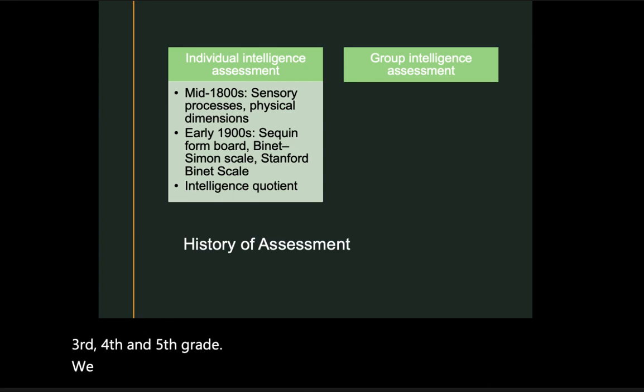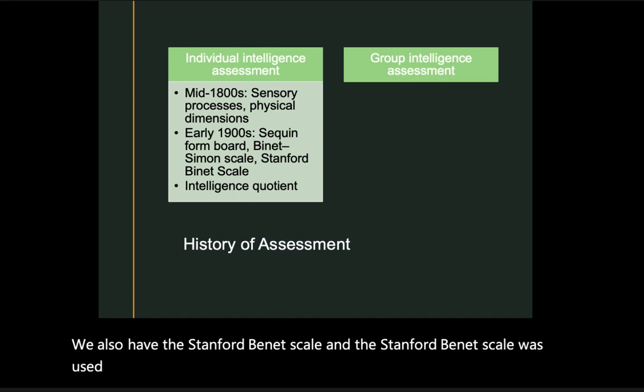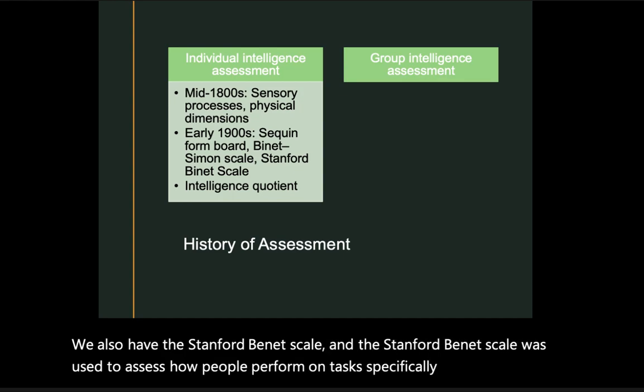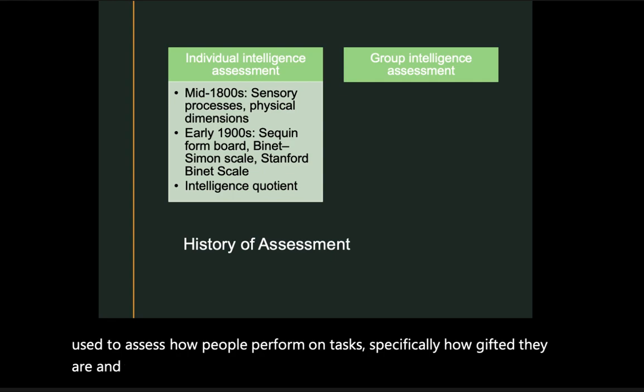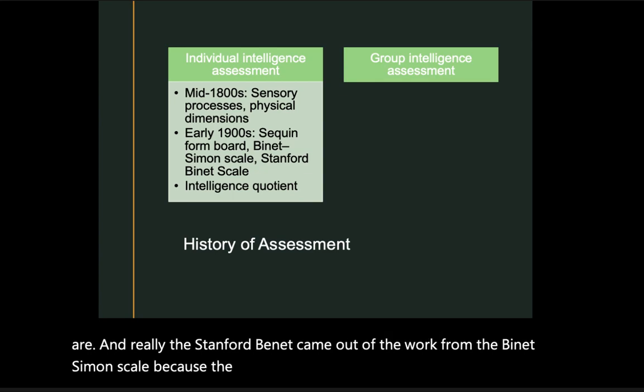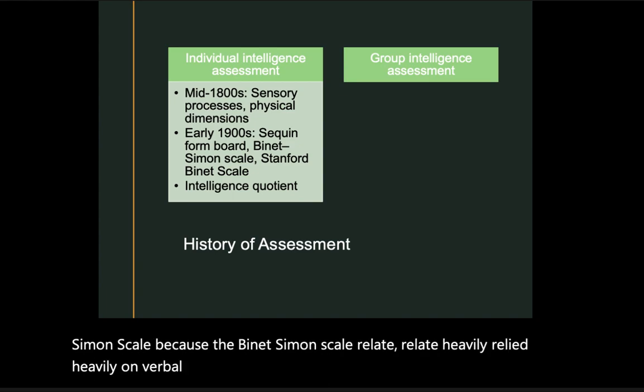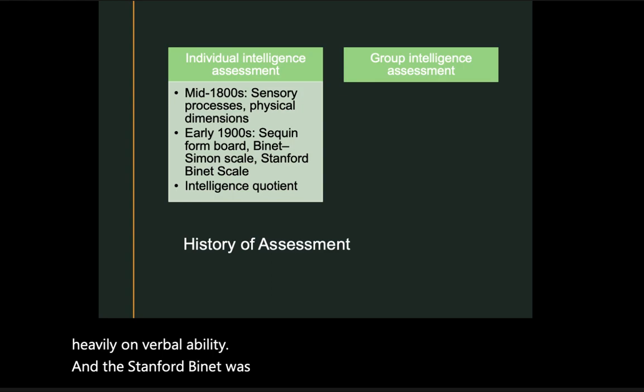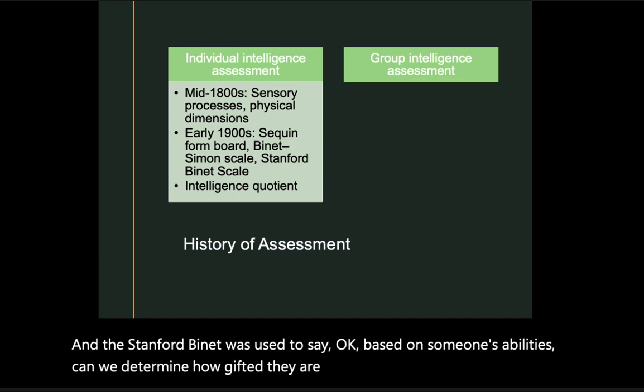We also have the Stanford-Binet scale, which was used to assess how people perform on tasks, specifically how gifted they are. The Stanford-Binet came out of the work from the Binet-Simon scale, because the Binet-Simon scale relied heavily on verbal ability. The Stanford-Binet was used to say, okay, based on someone's abilities, can we determine how gifted they are? Specifically, can we determine their mental age?